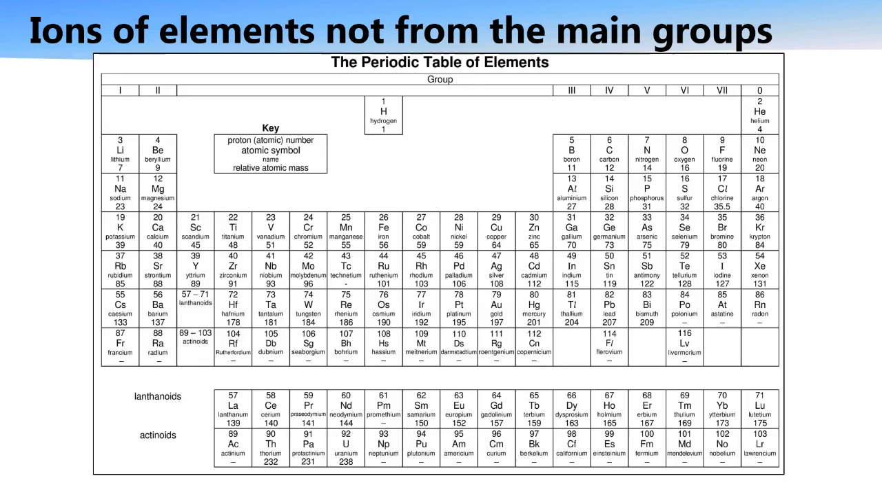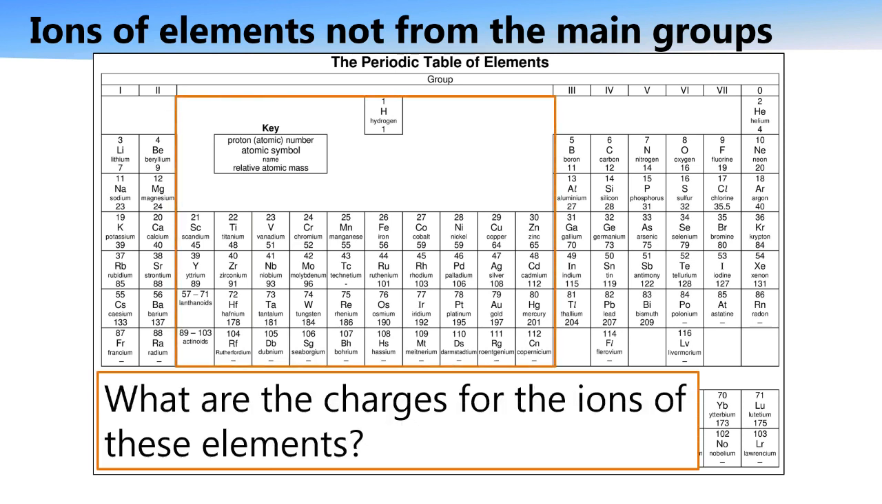For today, we are going to move on to ions of elements that are not from the main groups. If you look at the periodic table, we have learned about the ions of the elements in the main groups, group 1 to 8. Now the question is, what are the charges for the ions of these elements, the ones in the middle? And that's what we are going to learn today.